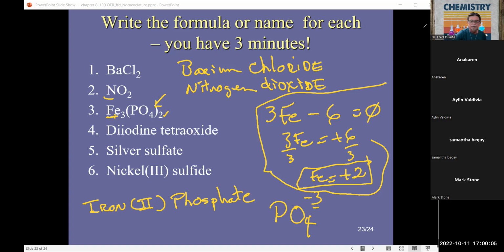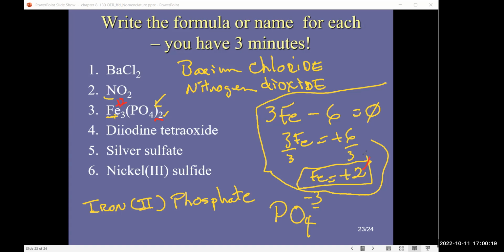The other way was if you look at the subscript of the anion, that turns out to be the oxidation state of the cation, right? We just calculated that. Okay.